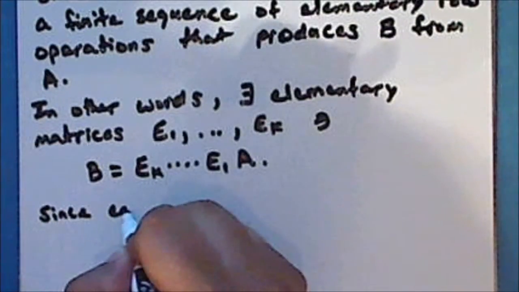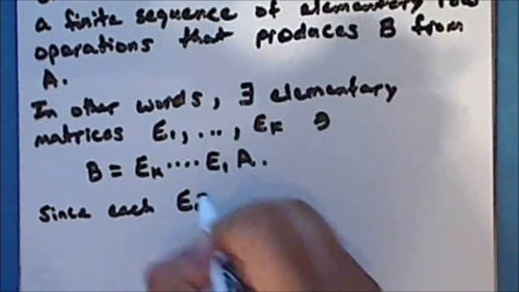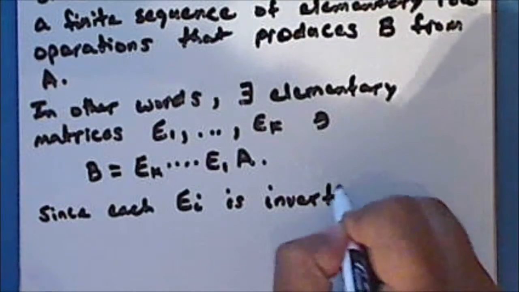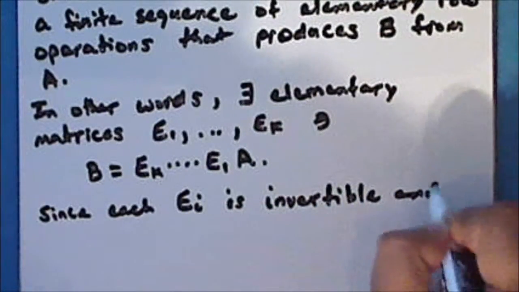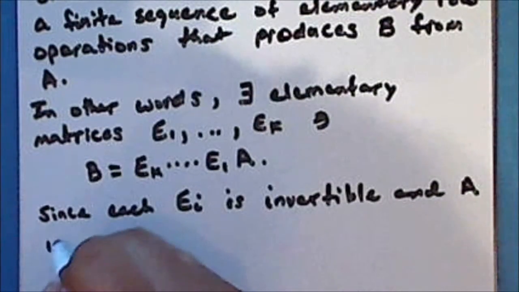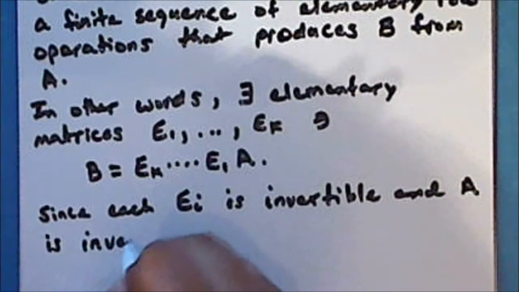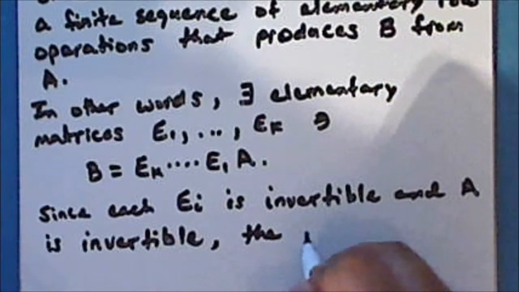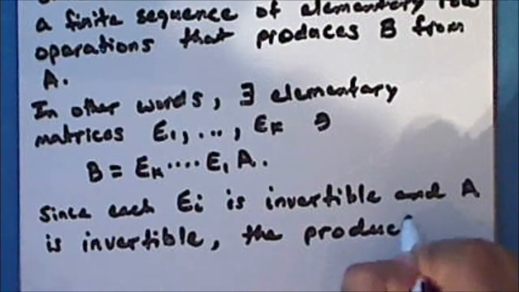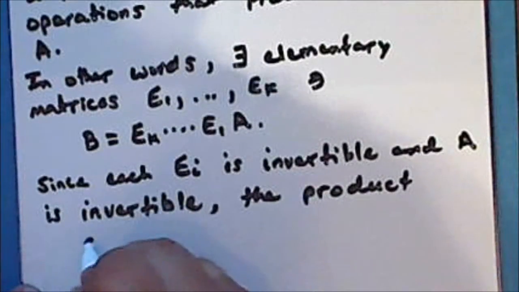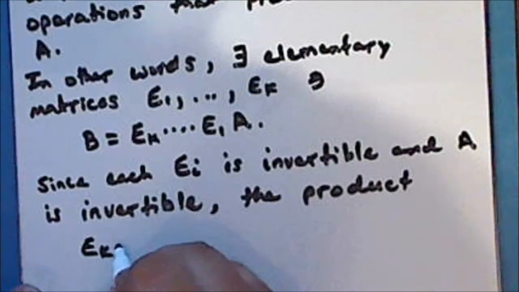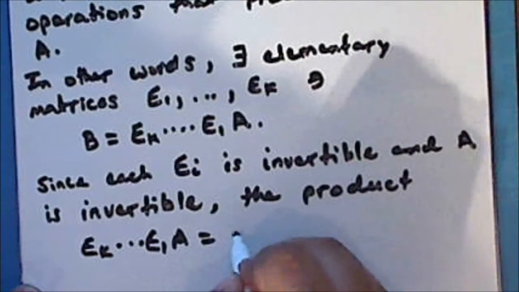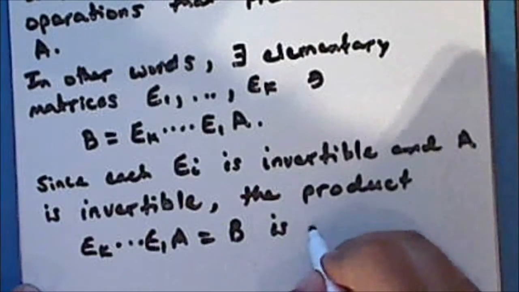Now, since each elementary matrix is invertible, and the matrix A is invertible, the product of the elementary matrices and the matrix A, which is the matrix B, is invertible.